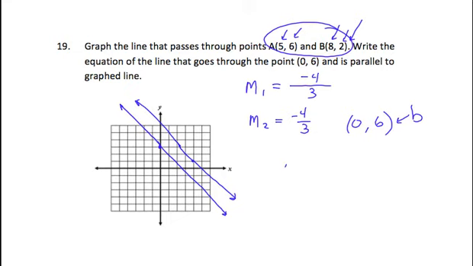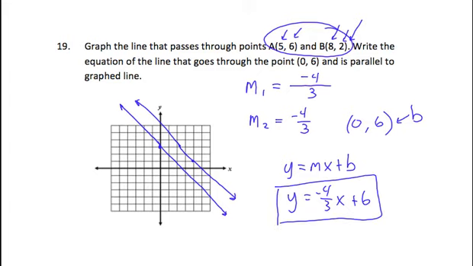So I would say, remember slope-intercept form, y = mx + b. So I'm just going to plug this in. y equals my slope, which is -4/3 x, and my y-intercept is just 6. So I'd have +6 there on the end. And there's the equation of my new line that is parallel to the original, passing through this point (0, 6).